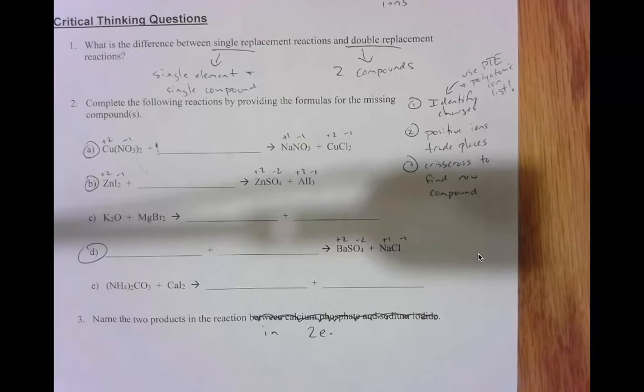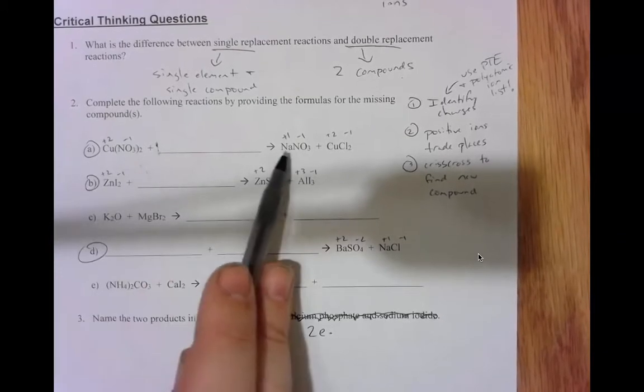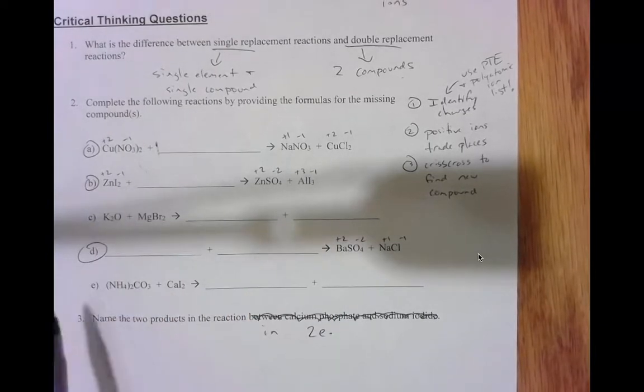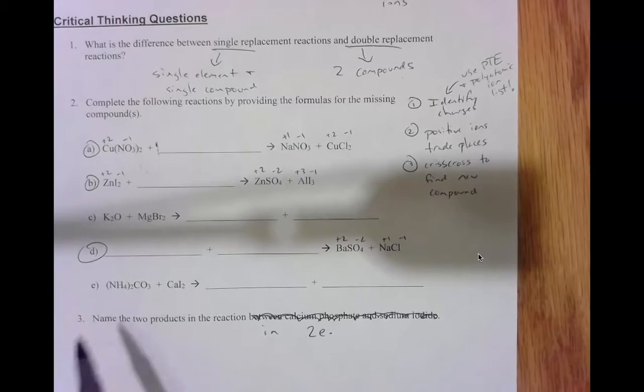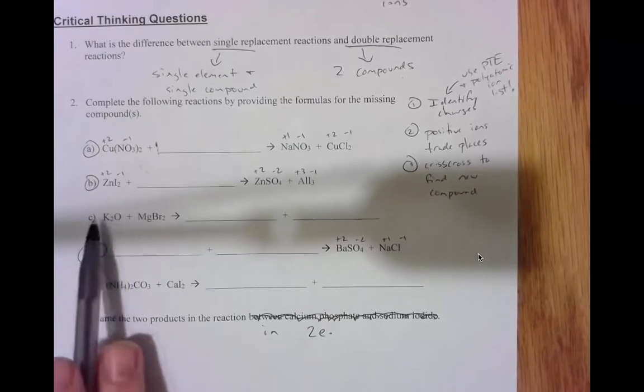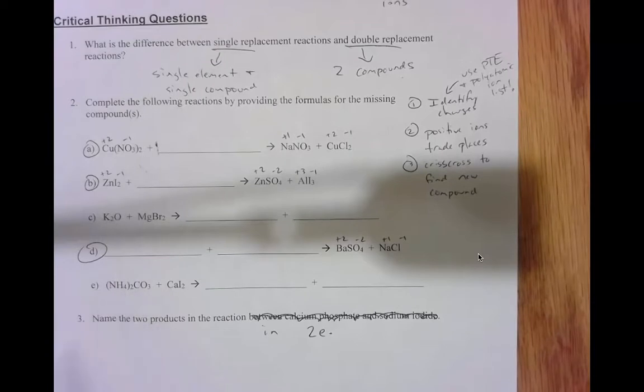So one thing I already did to make this go a little bit faster in the video is I already included the charges on all of my different ions. Remember, I used my periodic table and polyatomic ion list to do that. So when you are doing C and E, that's the first thing you need to do. Identify the charges using your periodic table.